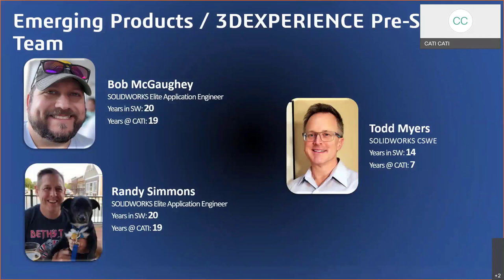So my name is Bob McGaughey. As you can see my ugly mug here in the upper left-hand corner, I've been with Computer Aided Technology 19 years this month. I'll go ahead.